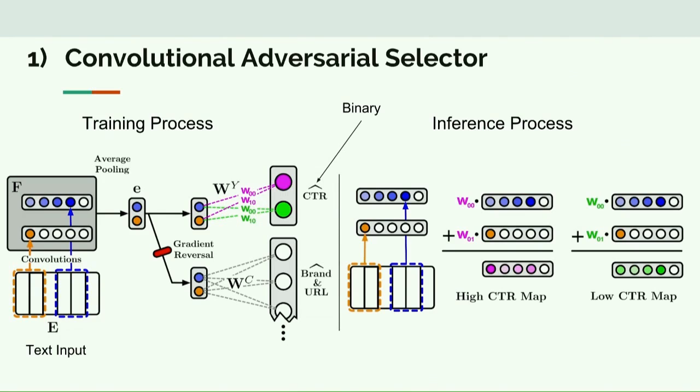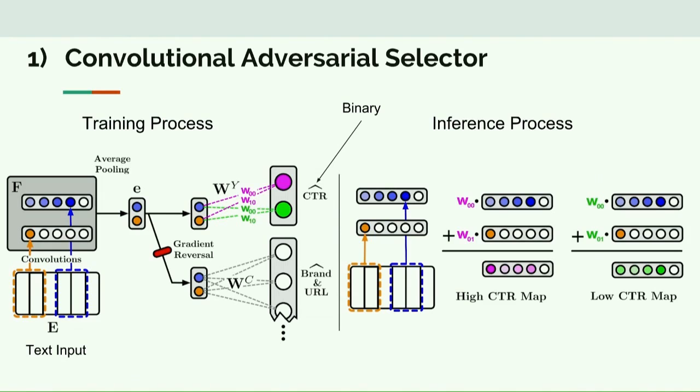So two sides to this slide. Left side is the training process, right side is the inference process. On the left side, what we have is text coming in as input. Usual neural network encoding: we take text, which is in a high dimensional space, and encode that into a dense space. So that's the encoding block E.